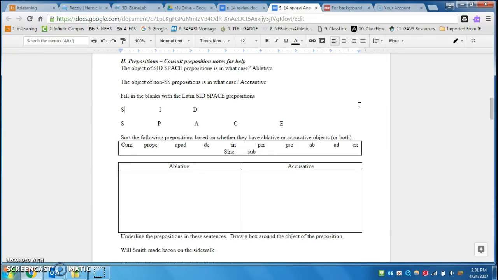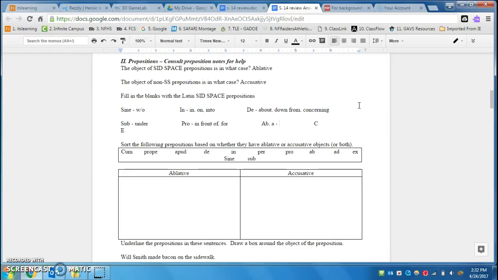In Latin, that is sine, and that means without. We have in, which can mean in, on, or into. We have de, which can mean about, down from, or concerning. The space, first S starts with sub, it means under. The P means pro, which can mean in front of, in favor of, or for. The A stands for ab, or a, which means away from.